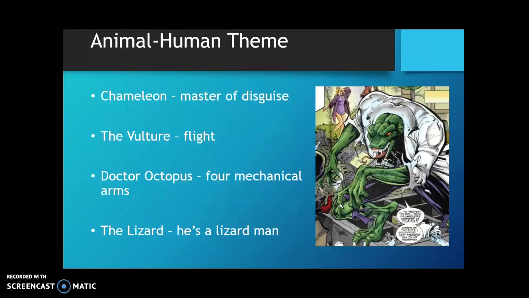The Vulture, he has the power of flight thanks to a harness, kind of a special anti-gravity harness that's on his back. So he's not literally a vulture, but he dresses up like one. Dr. Octopus, same idea. He has 4 mechanical arms, so they call him Dr. Octopus. And then the Lizard, he is actually a lizard man. Of course, you can see him over to the side there, being all lizardy.